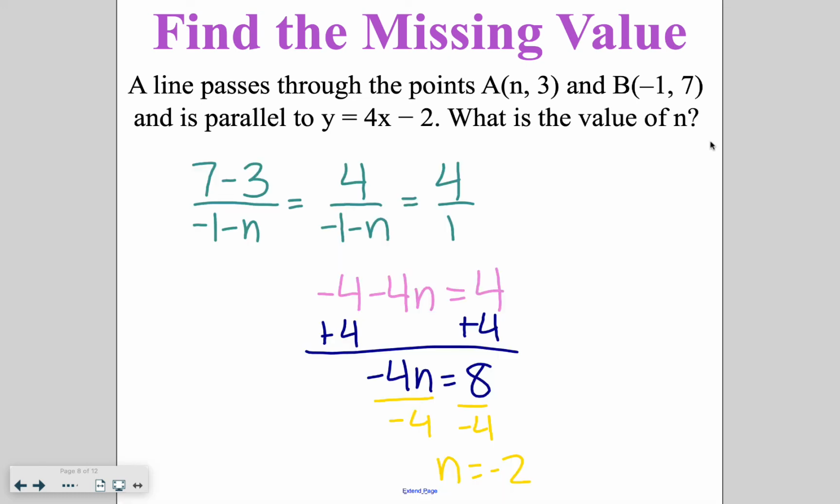So we set up and we calculate our slope. Then we have our original slope, which is 4, or 4 over 1. Then you're going to do your cross multiplying, and we get negative 1 times 4 is negative 4. Negative n times 4 is negative 4n, and then is equal to 4 times 1, which is 4. Continuing to solve by adding 4 and dividing by negative 4, you get an answer of n is equal to negative 2.